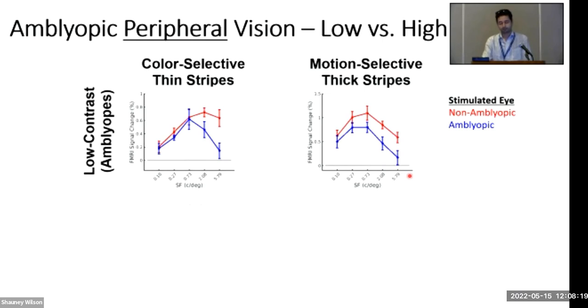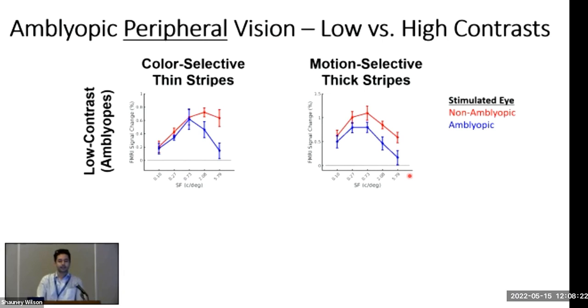But what about the periphery? In the periphery, you can easily see that spatial frequency preference differs between color selective stripes compared to motion selective stripes. Color selective stripes prefer higher spatial frequency compared to motion selective stripes, especially when it comes to non-amblyopic eyes. When it comes to the amblyopic eye, you see a shift in spatial frequency preference just within color selective ones. In thick stripes, rather, you see a general decrease in the level of activity, while the spatial frequency preference did not change between the two conditions.